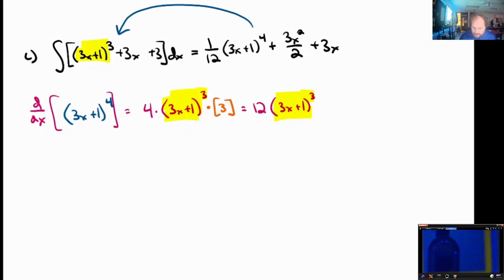All of the extra numbers will fall into traps. Don't forget a plus c, though. So there is your answer for this one.